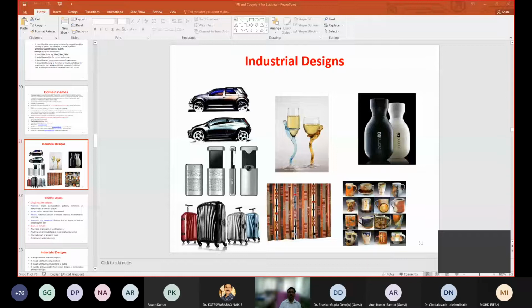I'm going to tell you briefly, starting from the industrial design, which we are discussing right now. Yeah, can you see the presentation? Yes, sir. Can you see the presentation, industrial design? Yes, sir.